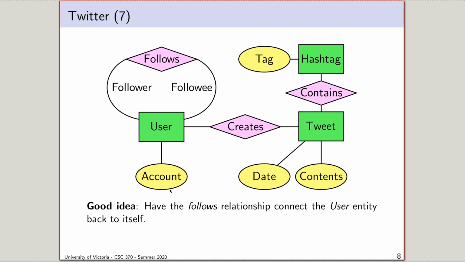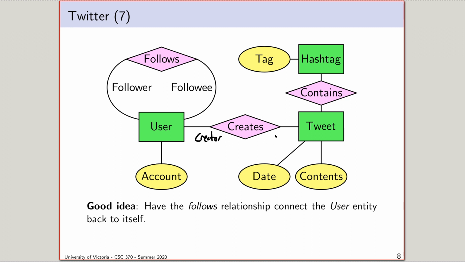Now, in this case, there is a sense of order to the relationship. So one user follows another. That's not a symmetric relationship. And so in this context, we generally like to label the different legs of the relationship because it's not obvious. So we call one of the users the followee and one of them the follower, and they participate in the follows relationship. We're allowed to label the roles in any relationship.